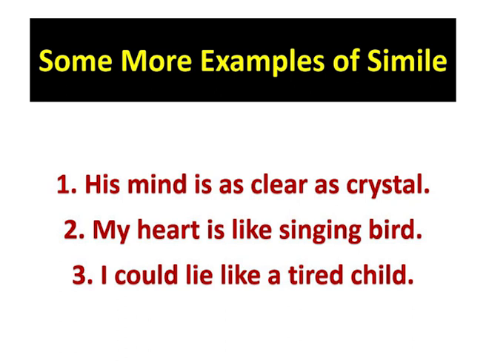and a bird. Third example, I could lie like a tired child. So here the comparison is between I, myself, and a tired child, and the point of comparison is the ability to lie down. So you will notice that all these examples are using words like as, like, so, such, etc. So these are the examples of simile.